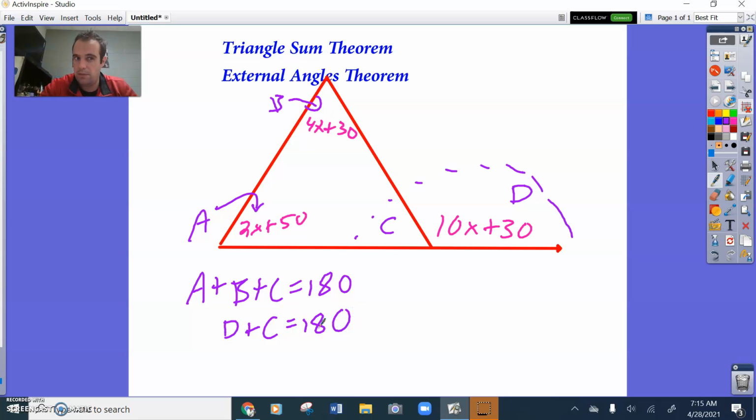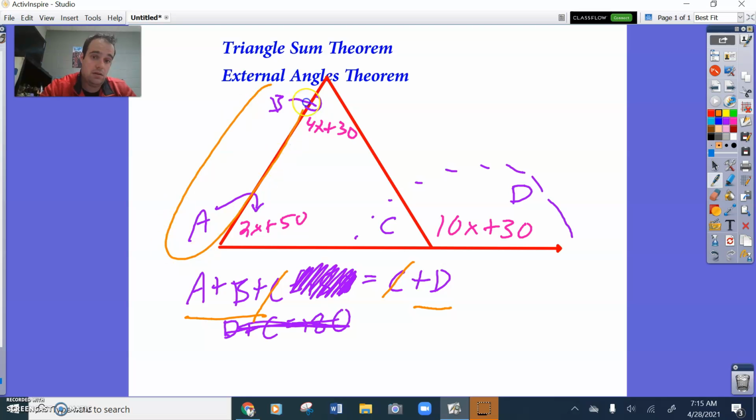There's something related here. What this means is that 180 is equal to C plus D. I can rewrite it this way. Since these are both equal to 180, they're equal to each other. Now, since C is on both sides, I can forget it's there, and I can extrapolate that A plus B must therefore equal D. So that means these two equal this one straight away.